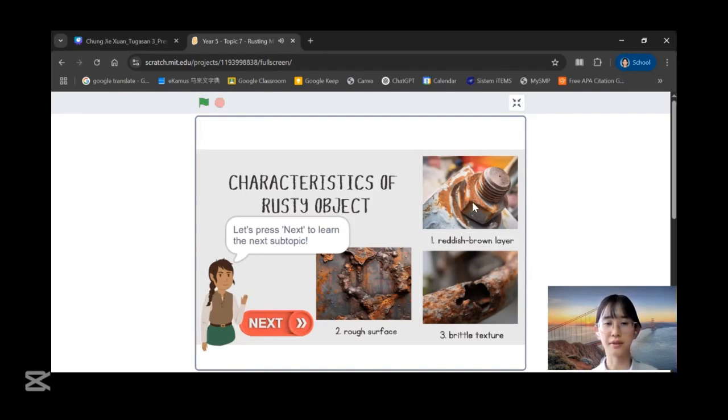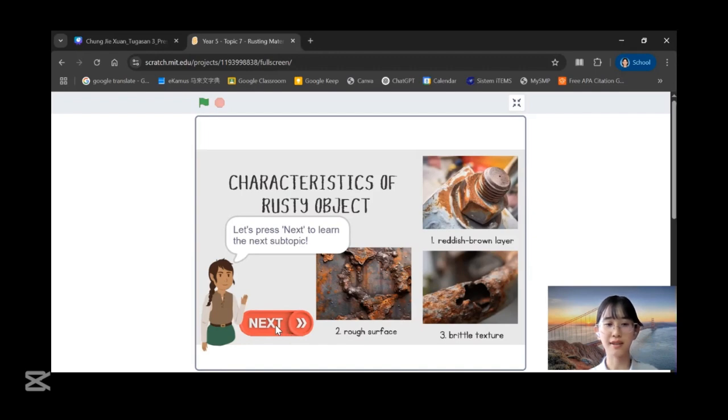So like just now already mentioned, the characteristics of a rusty object include 3. So for the first one, reddish-brown layer. The surface of the iron will become reddish-brown. And then the second one is rough surface. The surface will be very rough. And then the third one is brittle texture. So it may hurt you if you touch them.